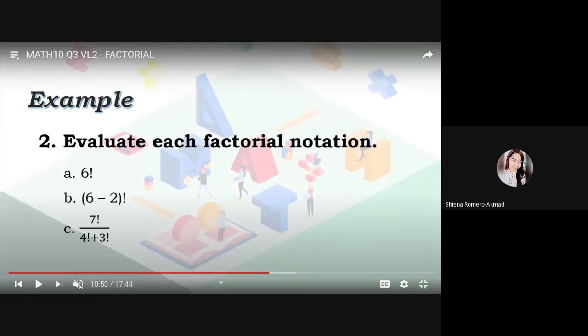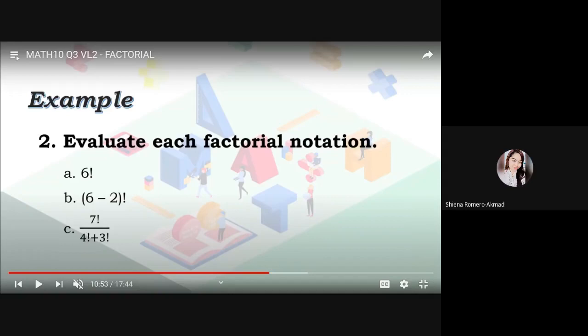Dapat pag ganyan, may pinapasagot yung teacher nyo. Yung mahirap agad kunin mo. Kasi sigurado walang sasagot niyan. Ikaw lang. 1. Anong sagot? 1. Bakit 1?